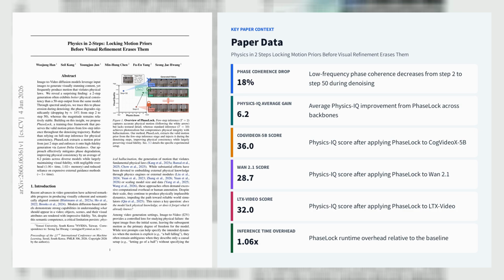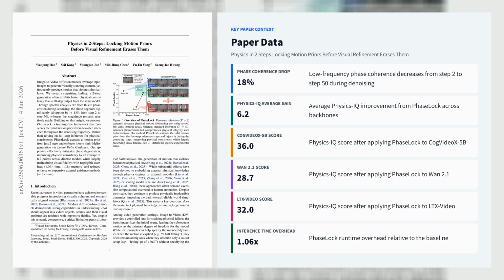Using CogVideoX 5B and WAN 2.1, the authors show that a 2-step output can score better on physics than a 50-step output, while spectral analysis reveals an approximately 18% drop in low-frequency phase coherence from step 2 to step 50, even though magnitude stays nearly stable.